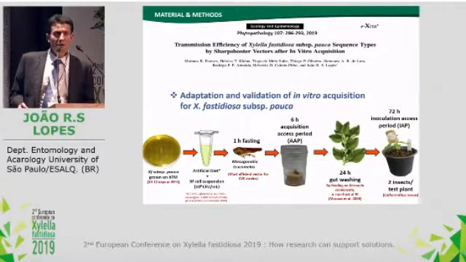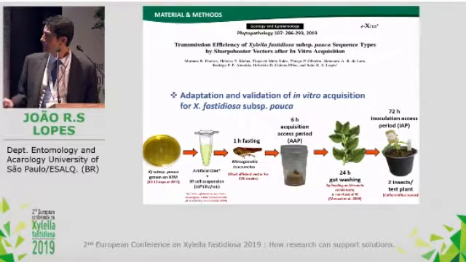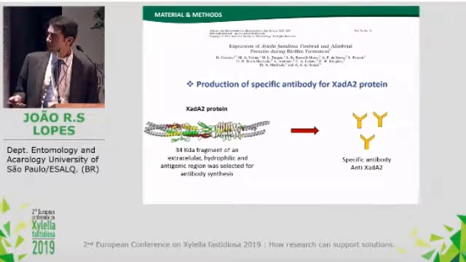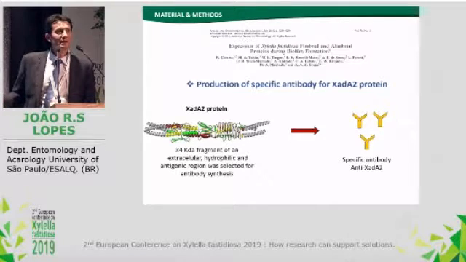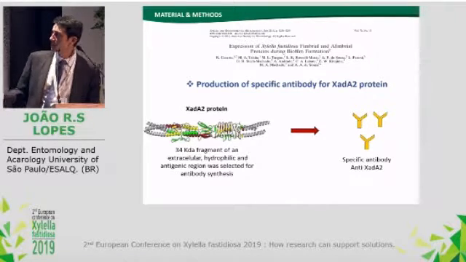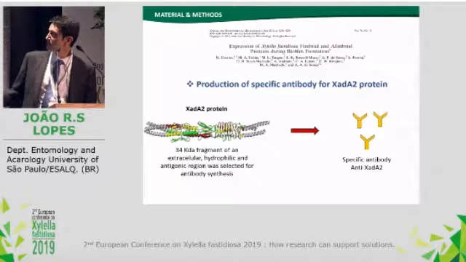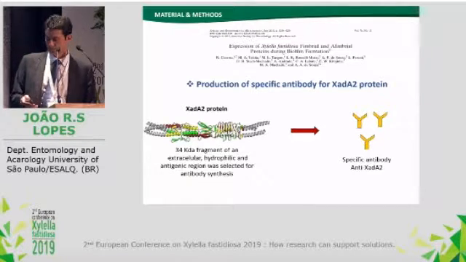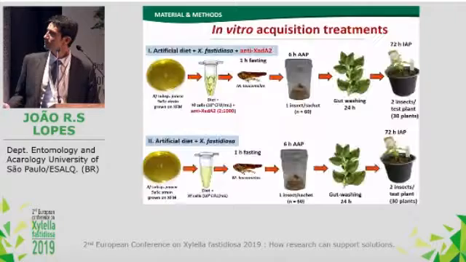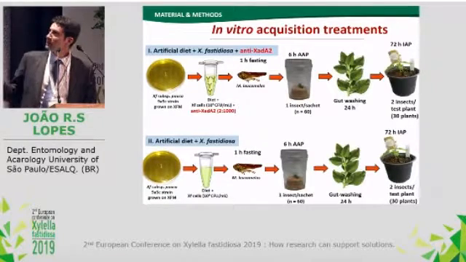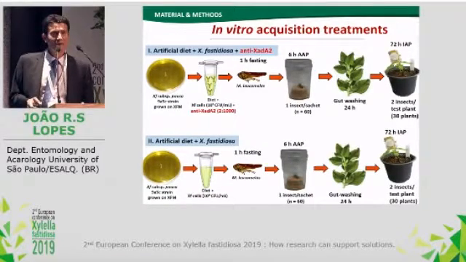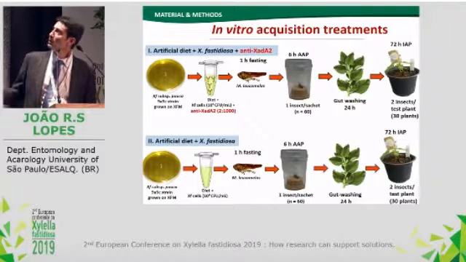So you need good indicator plants. In the case of citrus, we use the Catharanthus roseus. We also had to develop, and this was done by the group of Alessandra Souza, an antibody against the ZAD-A2 protein. This antibody was synthesized for a 34 kilodalton fragment in a previous paper. And this was the assay. So basically 3 treatments, very simple.